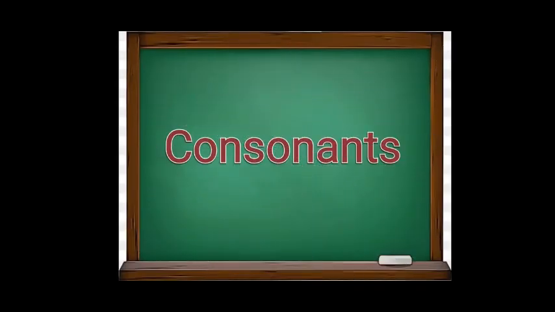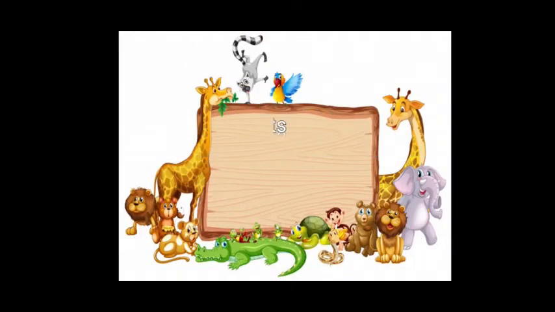Consonants. Consonants are the sounds of the alphabets which are pronounced using tongue and lips. Children, consonants are the sounds of the alphabets which are pronounced using tongue or lips. There are 21 consonants.